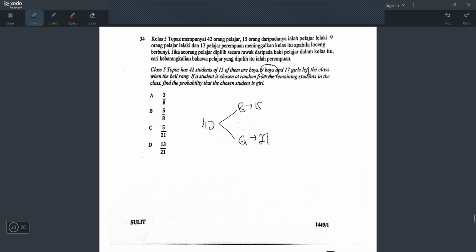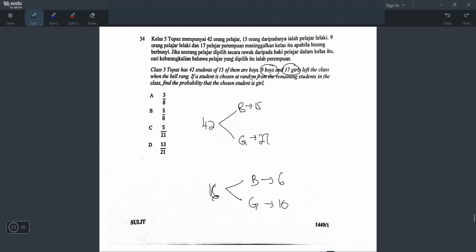9 boys and 17 girls left the class. So what happens to your total now? Your total is no longer 42. It will be 42 minus 9 minus 17. So I got 16. So now your total only has 16 left. But how many boys, how many girls? It's not 15. It will be 15 minus 9, which is 6. And the 27 girls, you have to minus 17, becomes 10. And if you take 6 plus 10, you will really get 16.